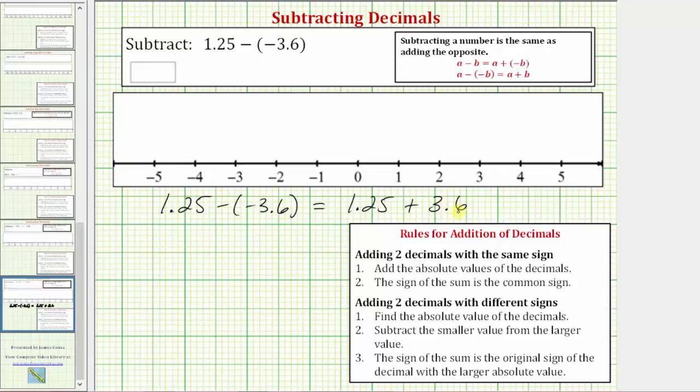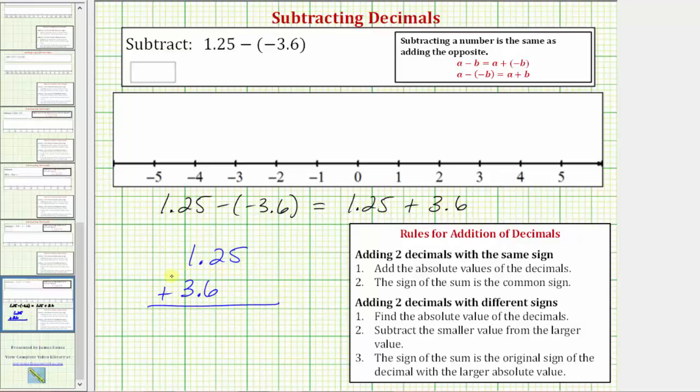as adding a gain. Notice once we have the difference as a sum, we don't need to go through the formal rules for adding signed decimals because we have a positive plus a positive. So let's go ahead and find the sum. We have 1.25 plus 3.6.